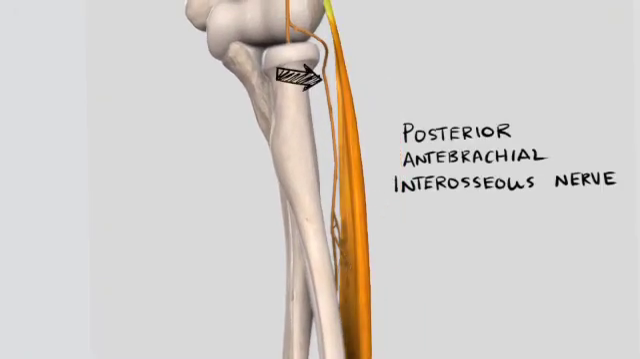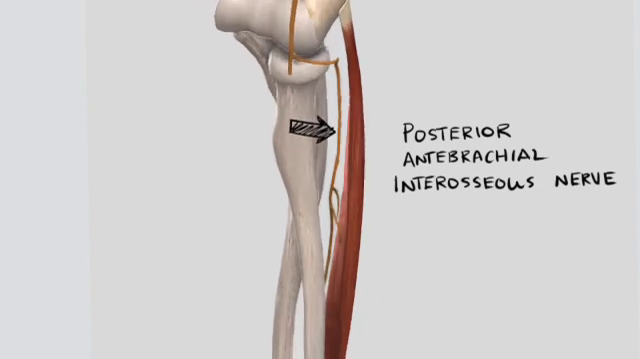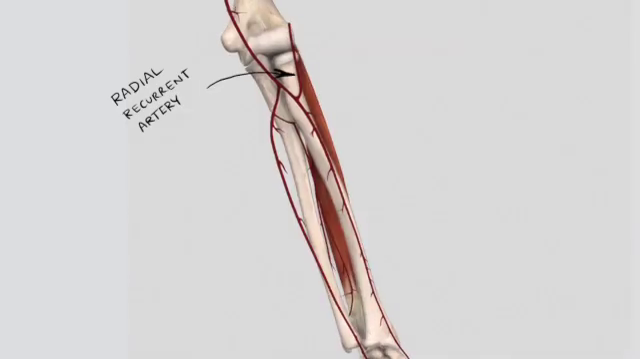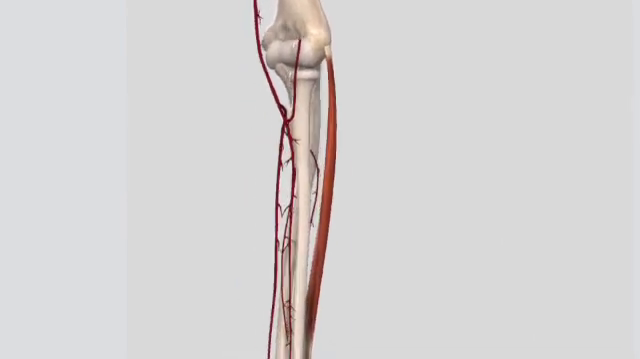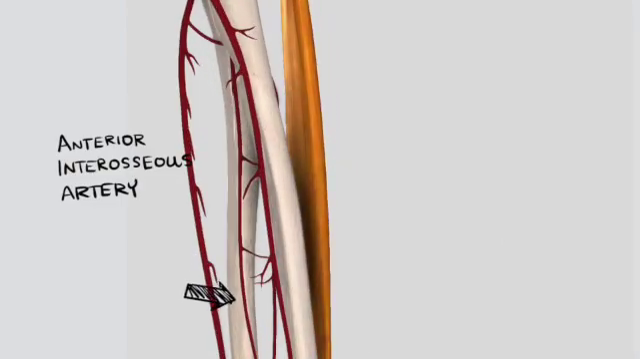It is innervated by the posterior antebrachial interosseous nerve. Blood supply is from the radial recurrent, anterior and posterior interosseous arteries.